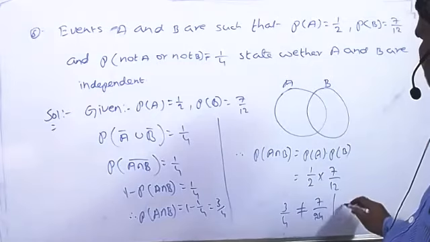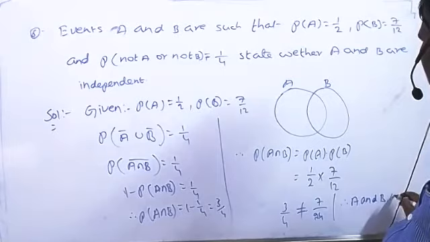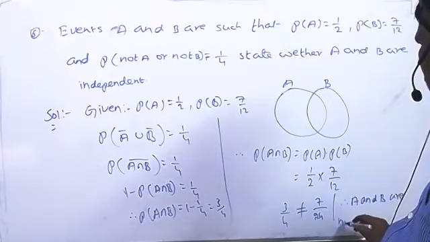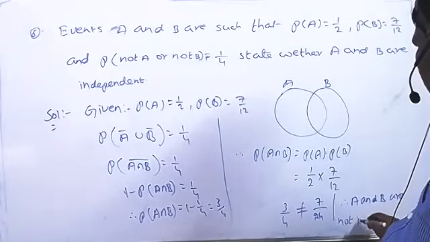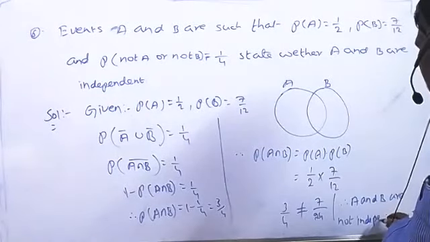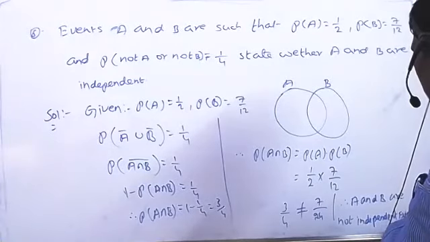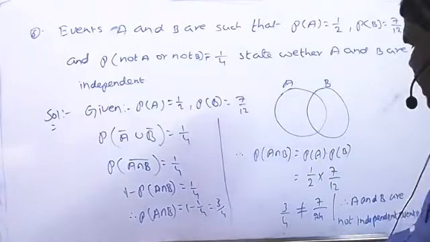So therefore you can write now, A and B are not independent events. Okay.